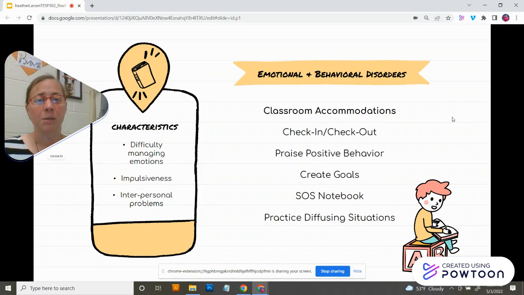And then implementing an SOS notebook. I do this at home with my own child. If he has an issue or if there's something going on that's bothering him, rather than giving an outburst or yelling and screaming about it, he writes it down in an SOS notebook. I know exactly where he's coming from, where his mind is at. I read through that when he presents it to me, and then we can go back and discuss. And it really helps to give a space of time to calm down and to be able to get on the same page.